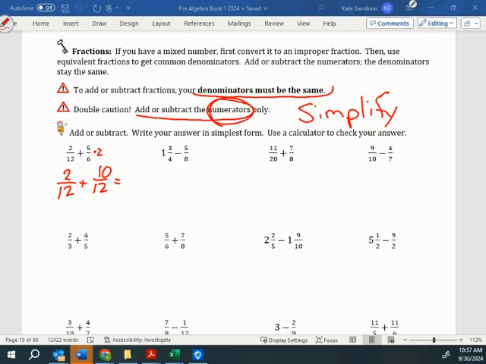What's my next step? Claire? Add the numerators. What's 2 plus 10? 12. My denominator stays the same. You can't simplify it. What is 12 over 12, Rocco? 1. I can divide 12 out of 12 one time. My final answer is 1. 12 over 12 is not the final answer.